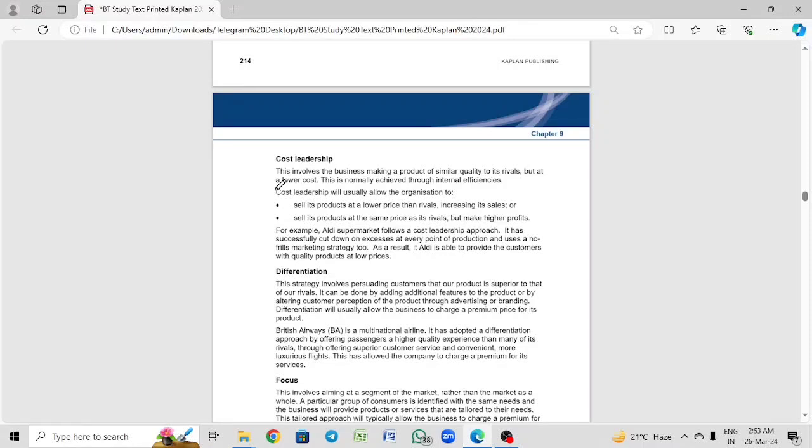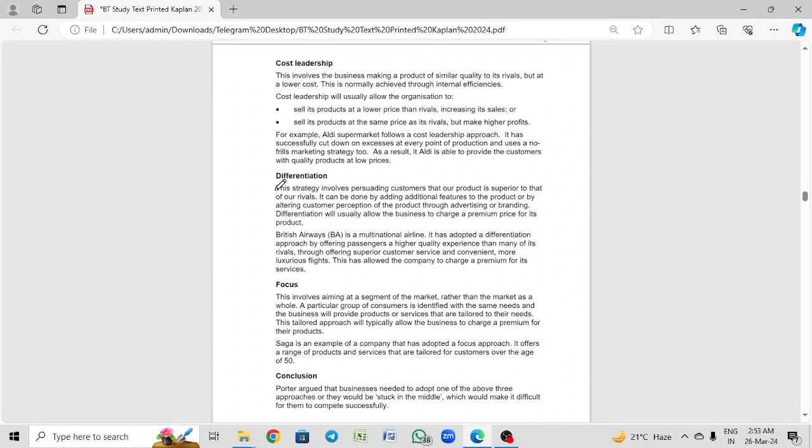ठीक है, now differentiation is to what extent are we able to differentiate our products from our rivals. ठीक है, हम अपने products को कितना हमारे rivals के products से हम differentiate कर पा रहे हैं. For example, in terms of size, in terms of quality. Okay, for example, we take example of cell phones. We have multiple cell phone companies in the market. Okay, we have n number of companies. ठीक है, each company tries to differentiate their product from the other. For example, in terms of memory, in terms of material used, in terms of appearance.